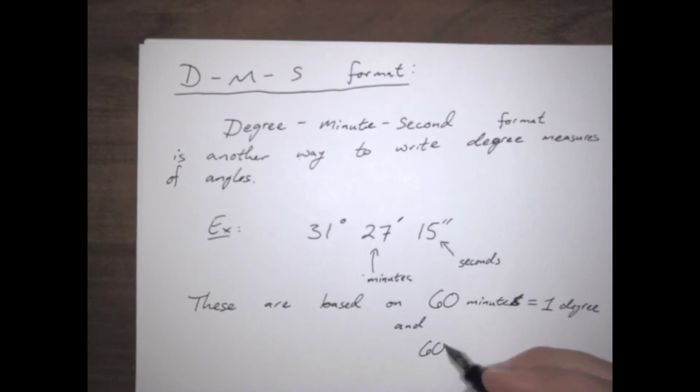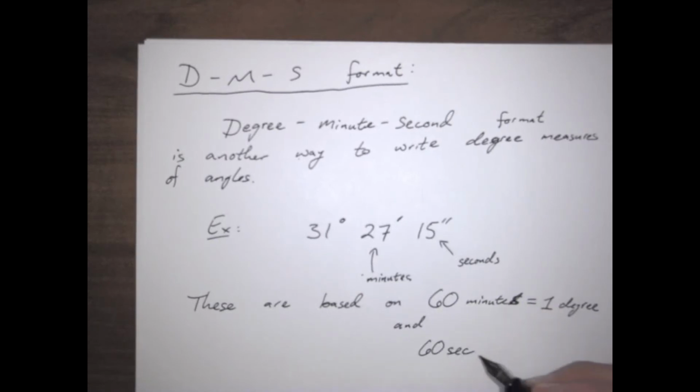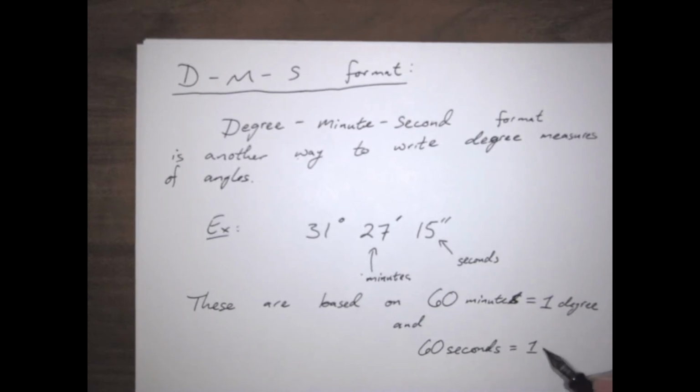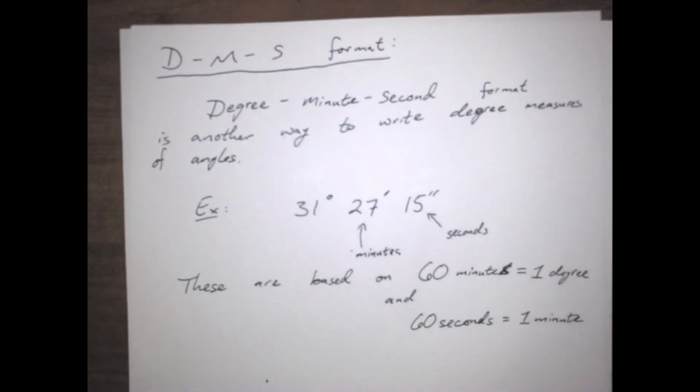And 60 seconds equals 1 minute. So just like with timekeeping, this is the same basic system as for timekeeping. If you're curious, in extra precise measurements, if you wanted to go down to the next level, rather than seconds, it would be like thirds. So you'd say like tertiary.